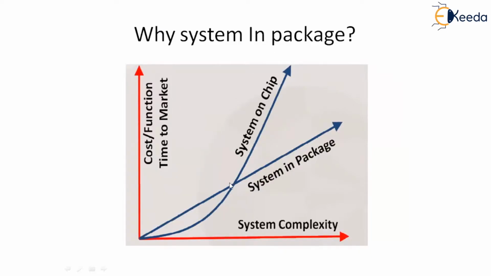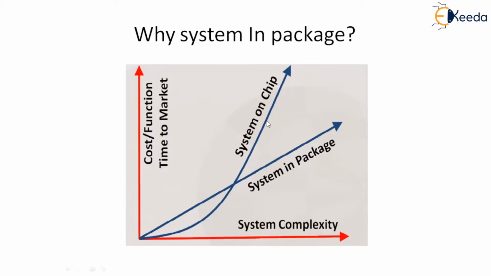We can see that system in package moves linearly with the system complexity and cost, or function, which is time to market. So both factors are linear in the case of system in package. As the complexity increases, the cost will also increase. But if we compare it with system on chip, then in that case, as the complexity increases, the cost increases at a very high rate. So we can say system in package is more cost efficient if we compare it with system on chip.